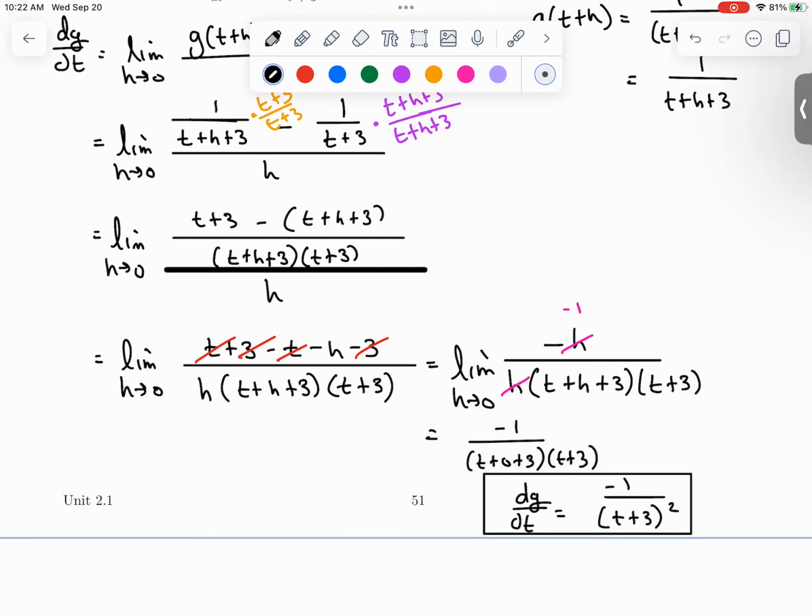You could leave it as -1 over t plus 0 plus 3 over times t plus 3. I wouldn't be too upset about it, but I'd like you to simplify it. Good. Any place where there's arithmetic, feel free to skip it if you feel comfortable, but it's not required.